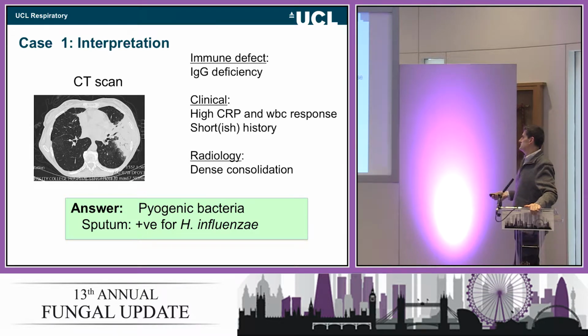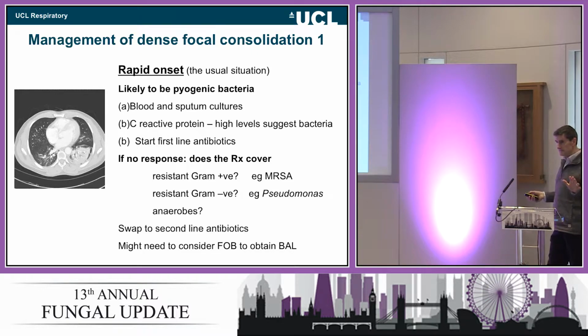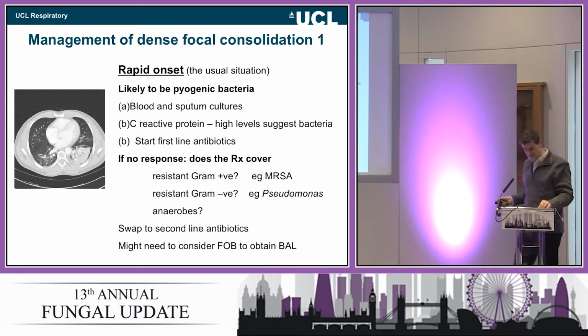So she had a sputum which was positive for Haemophilus influenzae and got better with co-amoxiclav. Fantastic. Okay. So, rapid onset, blood culture, C-reactive protein, very helpful. They've actually stopped doing them in the haematology ward of my hospital, which is making life more difficult for me. Because if you go from 0 to 300 in the space of 3 days, then there's a pyogenic bacterial infection present. Start the first-line antibiotics.